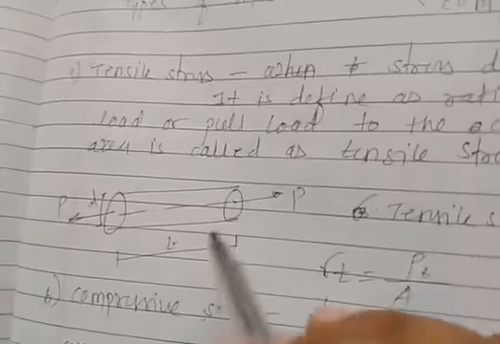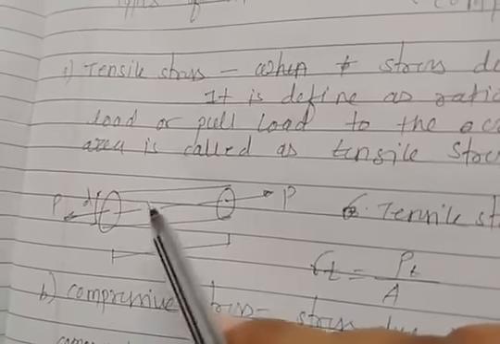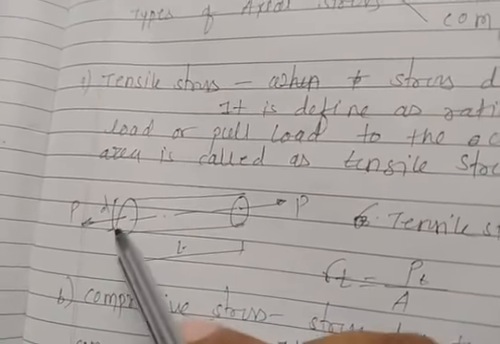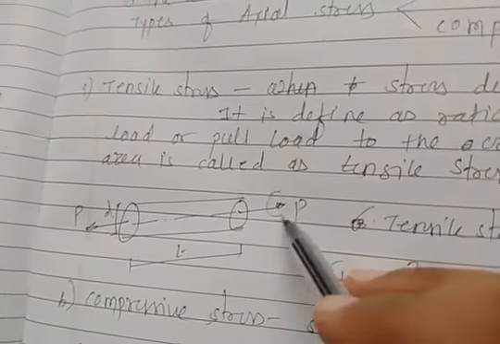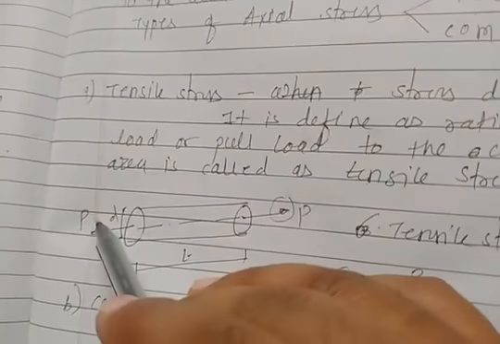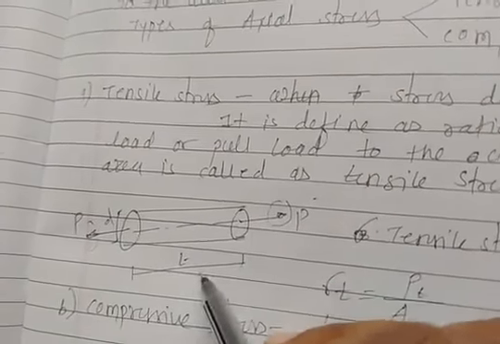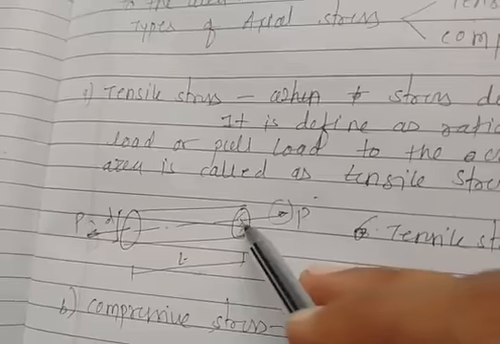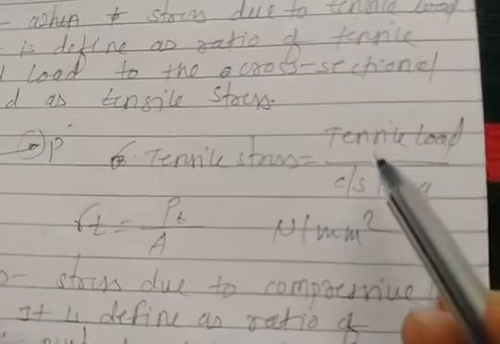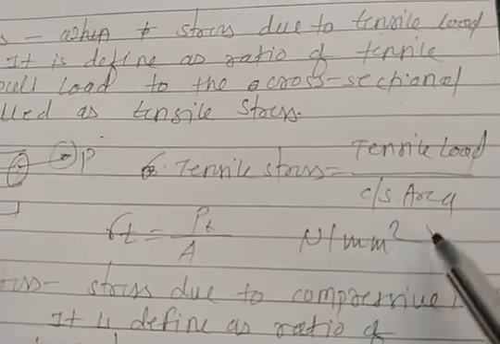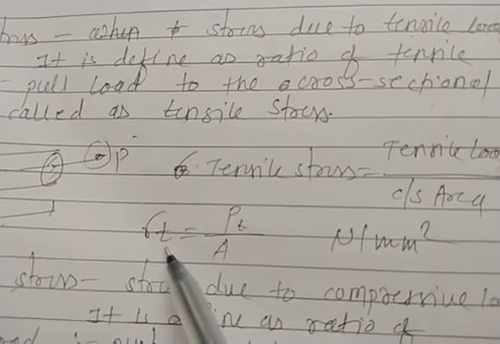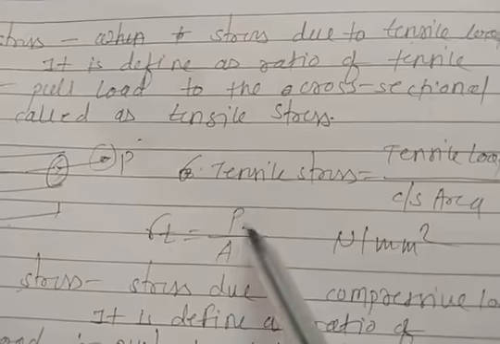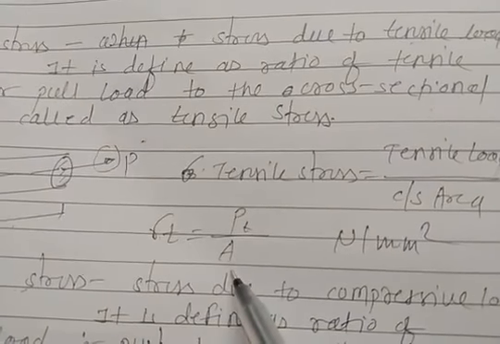So I am taking one example here. This is a rod having length L and diameter D. This load is the axial tensile load. So stress is load P upon area, and the area here is pi by 4 d square. So tensile stress is equal to tensile load upon area, and I am writing tensile stress as sigma T. So this is tensile load PT upon the area.